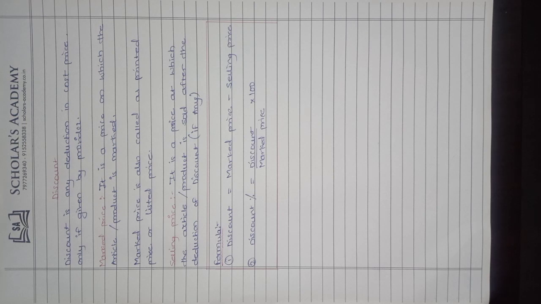Now what is selling price? Selling price is the price at which the article or product is sold after deduction of discount, if any. If the discount is given, then after the deduction of that discount, the price at which the good is sold is called the selling price. The formula for the discount is mark price minus selling price. And the discount percent is discount divided by mark price, into 100.